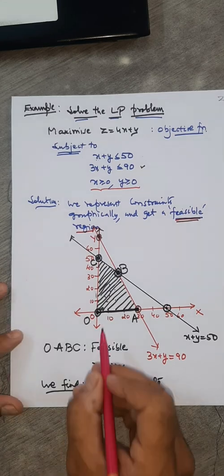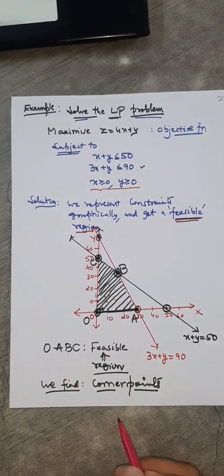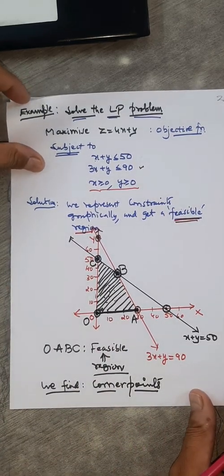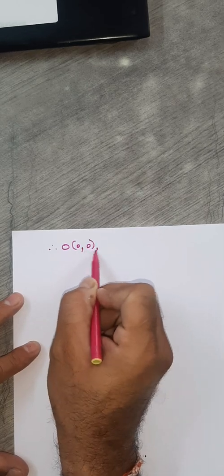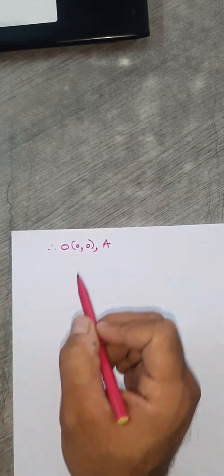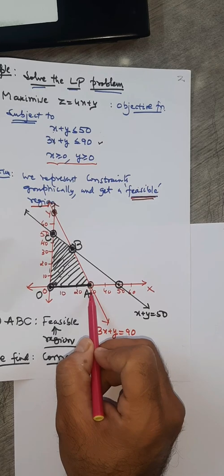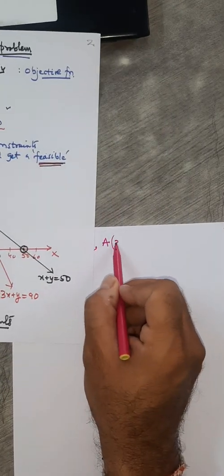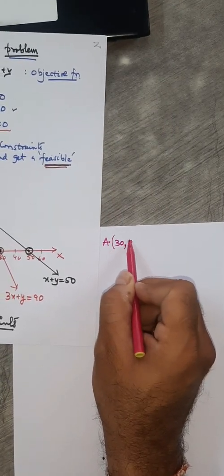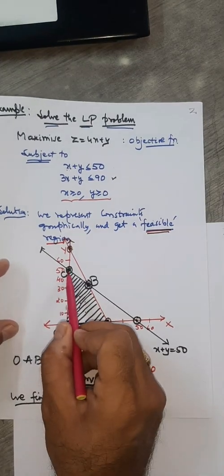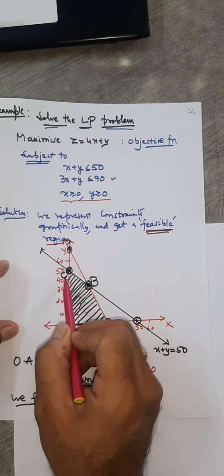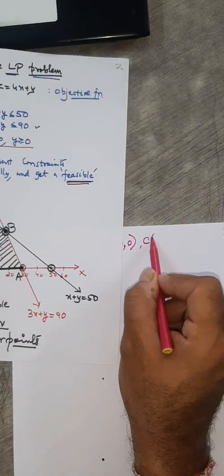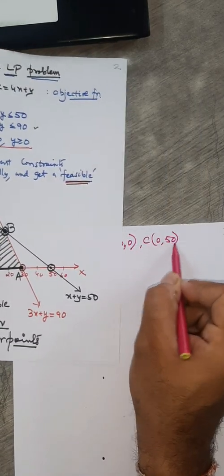What are the coordinates of the corner point O? That is the origin, so one is here, O, which is 0, 0. Even the coordinates of A you can write very easily. You just recall it is on the x-axis and this is 30. So the coordinates of A are 30, 0. Coordinates of C also you can write very easily. It is on the y-axis, x coordinate is 0, so this is 0, 50.